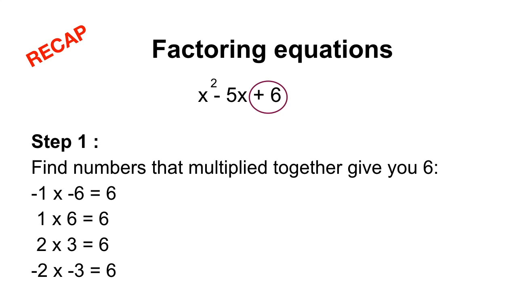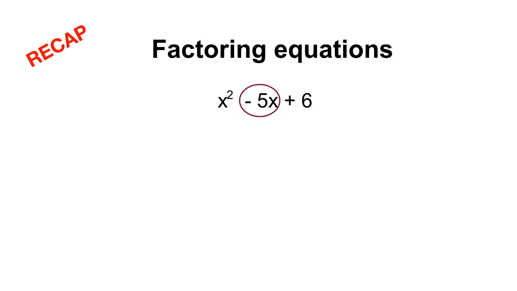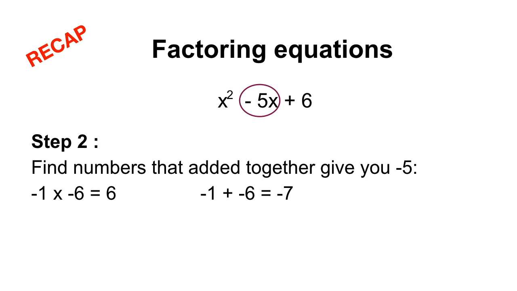Second step is to look at those numbers that you just found that, when added together, give you the middle number, so minus 5. So step 2 is find the numbers you found before that when added together give you minus 5. We said that minus 1 multiplied by minus 6 is equal to 6, and if we add minus 1 plus minus 6, that gives us minus 7. So that's not the right answer.